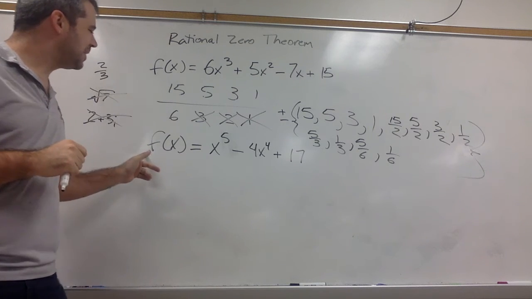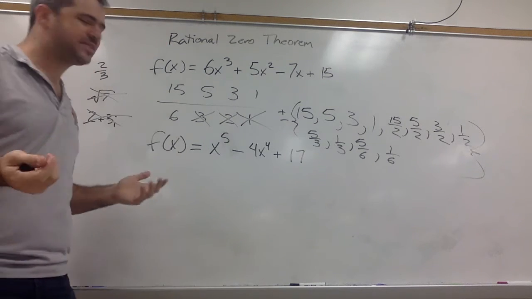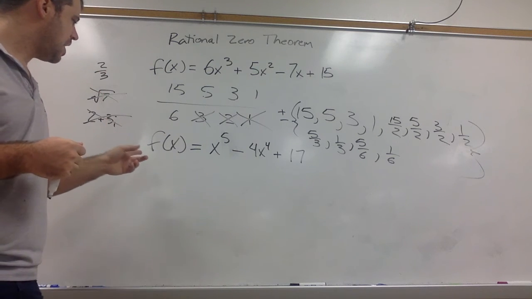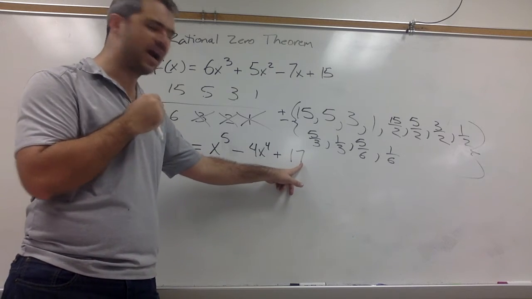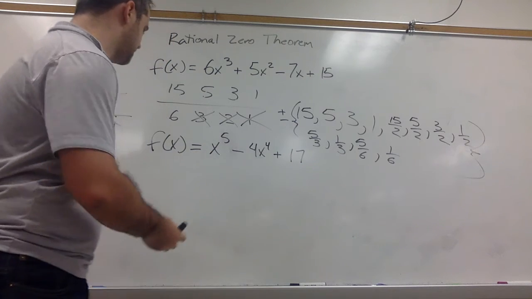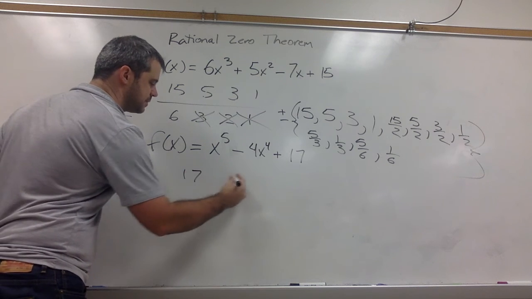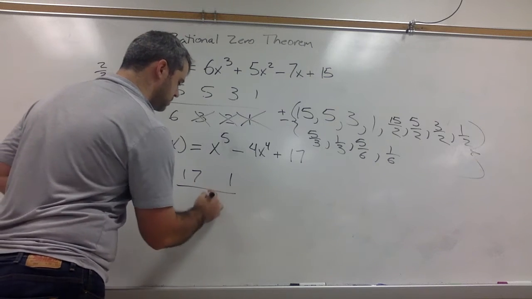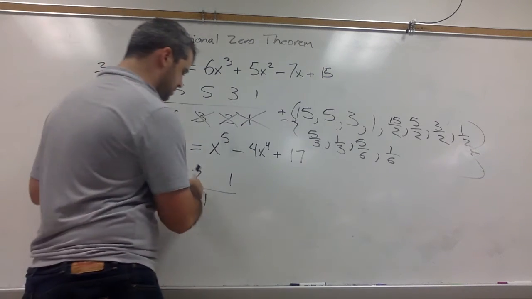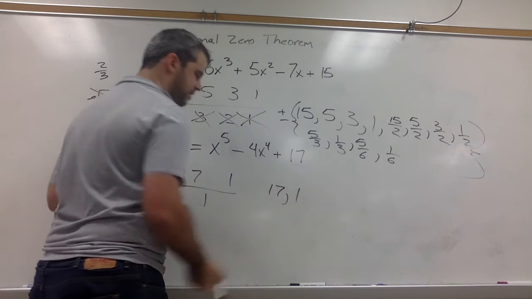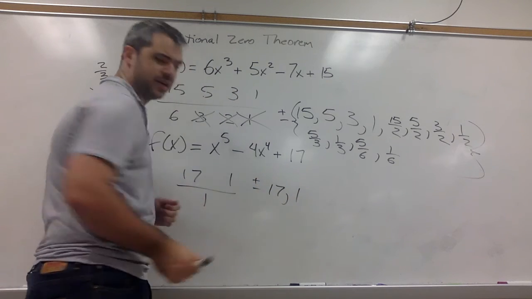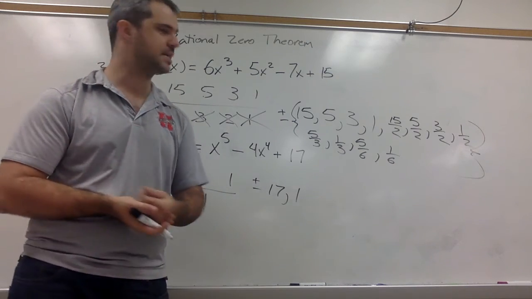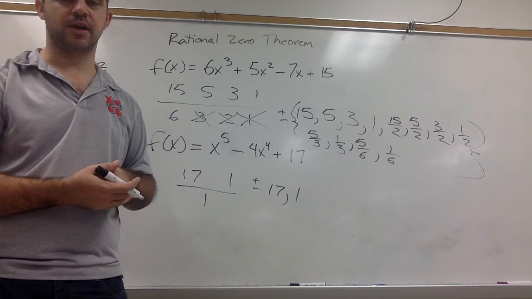All right, so let's take a look at this guy. We're going to do the same thing. This is going to be a much easier problem. So we take this guy and we find all of its factors. This guy's prime, so it's going to be 17 and 1. This leading coefficient is 1. So divide this, we've got 17. We've got 1. And it's plus or minus. So it could be 17, 1, -17, or -1. So only 4 possibilities, unlike this monstrosity over here.